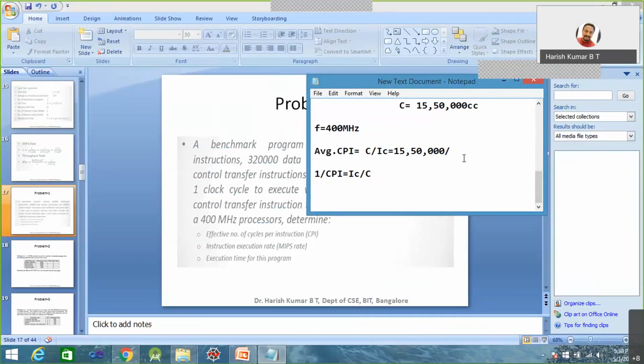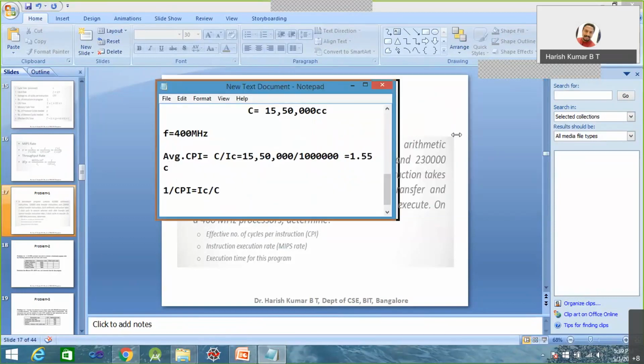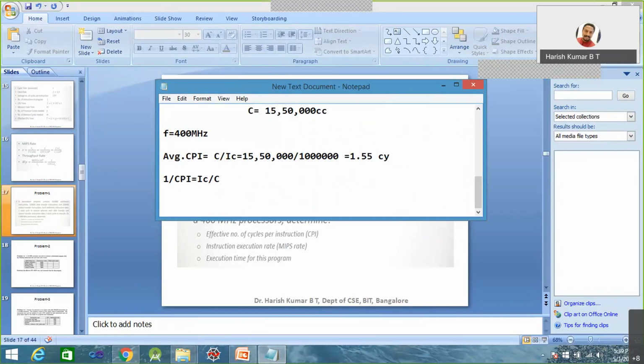cycles. Now, if I divide it by 10 lakh, what is the answer you got? How much you'll get? 1.55. Correct? 1.55 cycles per instruction. Unit is also important.